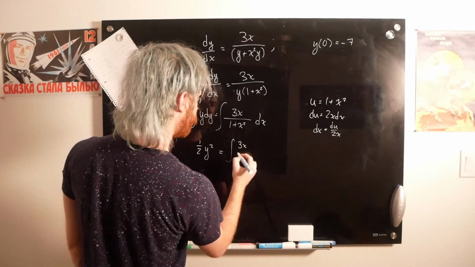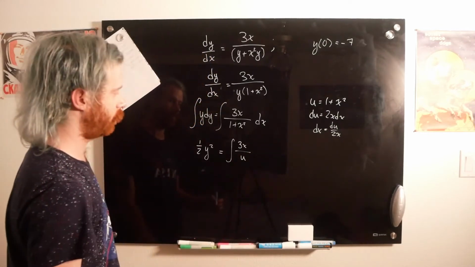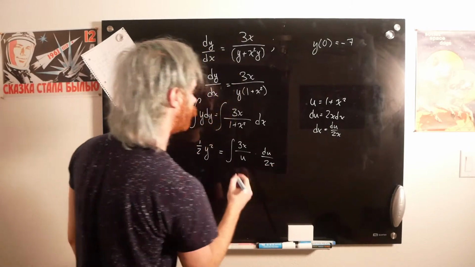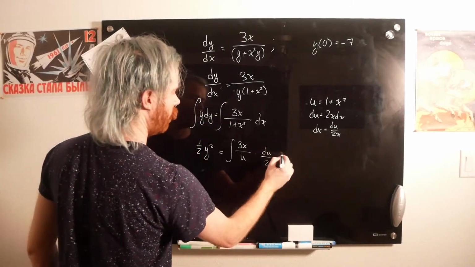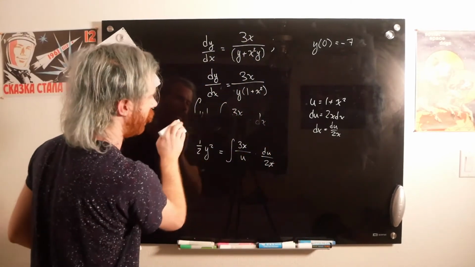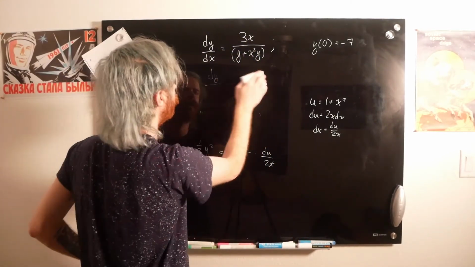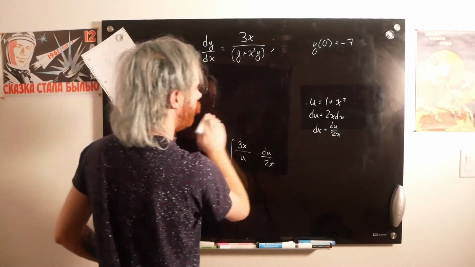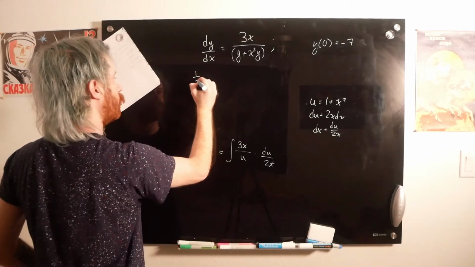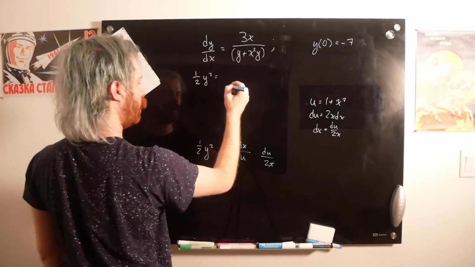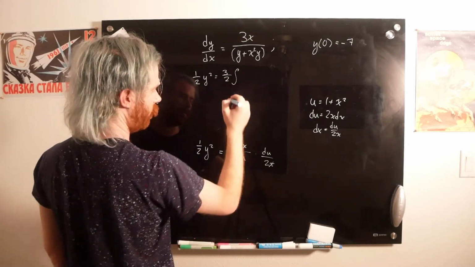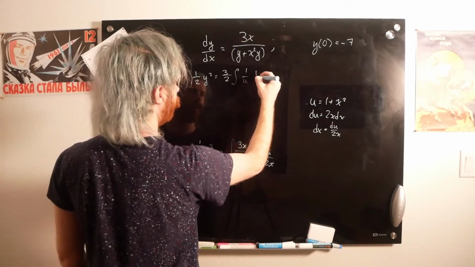So we have 3x over u, and then dx is equal to du over 2x. So the x's cancel, and you're left with the 3 over 2 out front, because we can pull out constants while we're integrating. So I'm going to go ahead and copy this down up here, make it a little bit nicer. So 1 over 2 y squared equals 3 over 2 times the integral of 1 over u du.